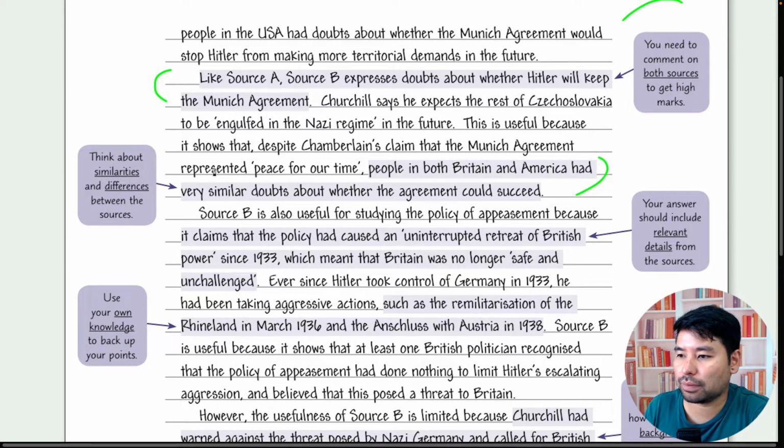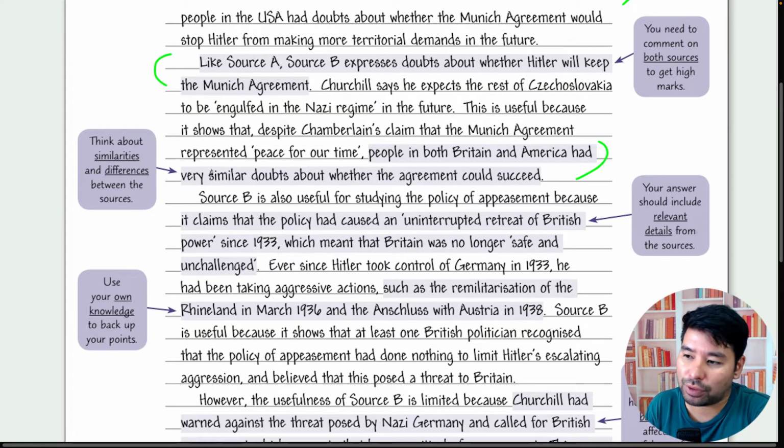And moving on. Source B is also useful for studying the policy of appeasement because it claims that the policy had caused an uninterrupted retreat of British power since 1933, which meant that Britain was no longer safe. So this information here, we have a comment. Your answer should include the relevant details from the source. I don't have much to comment about that.